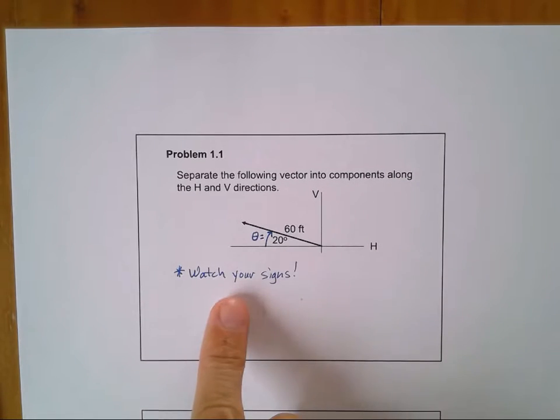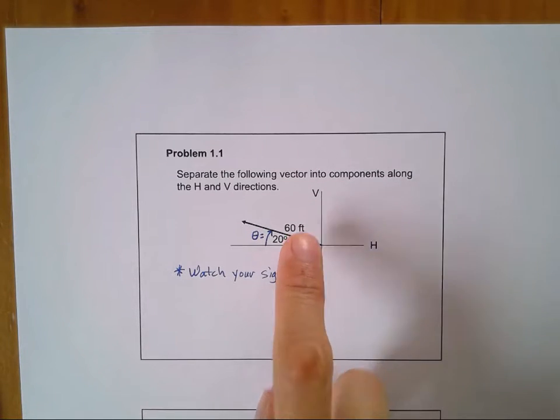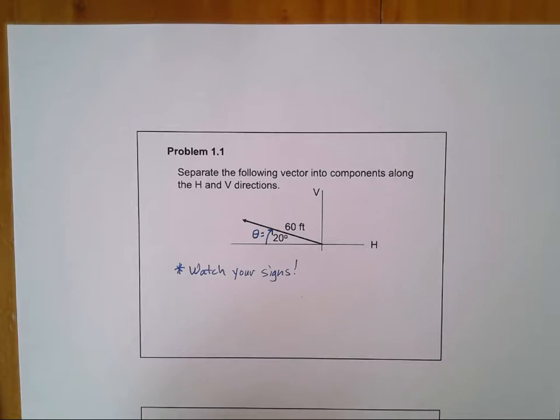I told you to make sure you watch your signs. One of these is going to be negative and one's going to be positive, and most people got that correct. You have to also remember your units because we're going to have feet on these vectors. So let's go over how to solve this, and we'll see if you sent me the right answer or not, and you can check along with your work as I do this.